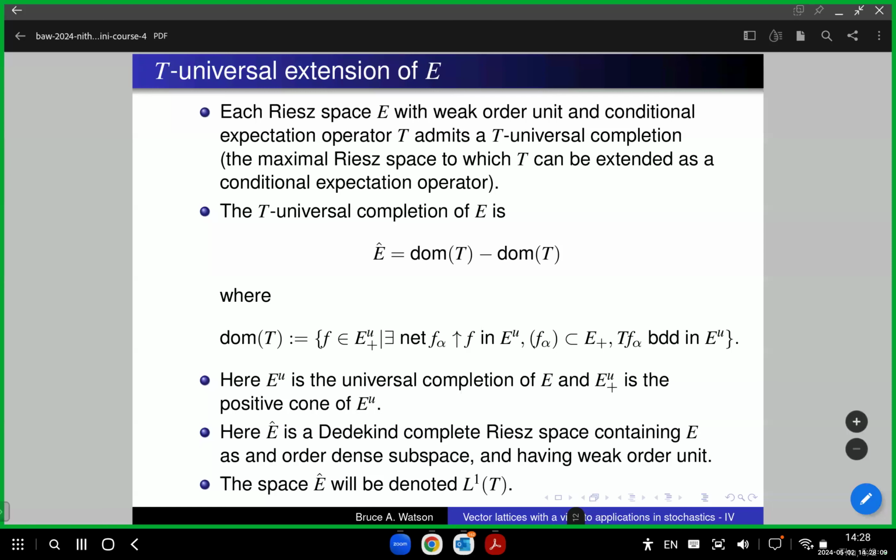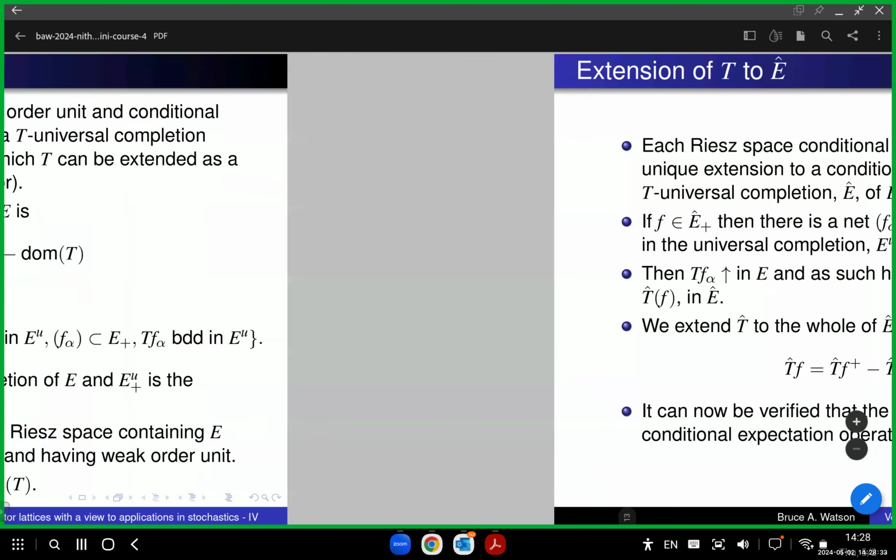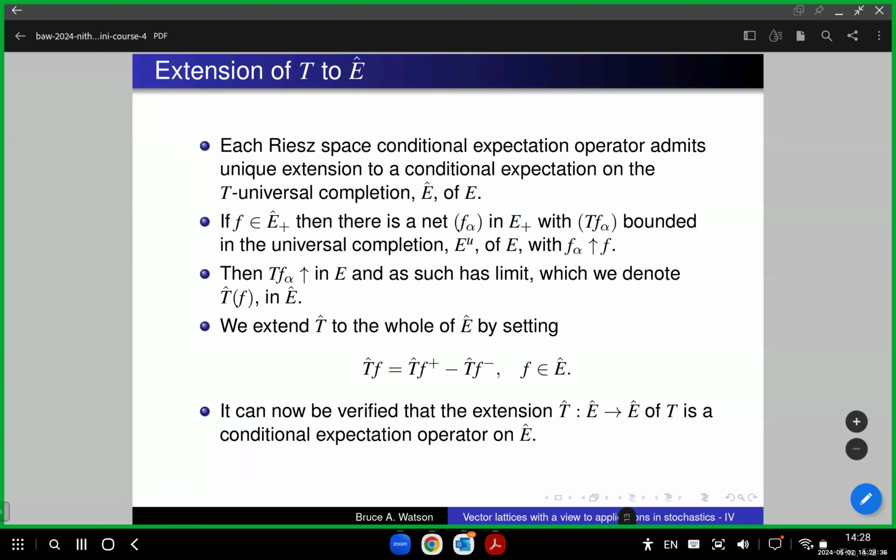E hat is a Dedekind complete Riesz space. It contains our original Riesz space as an order dense subspace. E hat has a weak order unit. All the original weak order units from our original space are also in there. And it's also a convenient term to denote E hat by L1T because it behaves very much like L1 in the classical sense. And it has a direct connection to L1 as well, which I'll talk about, the classical L1.